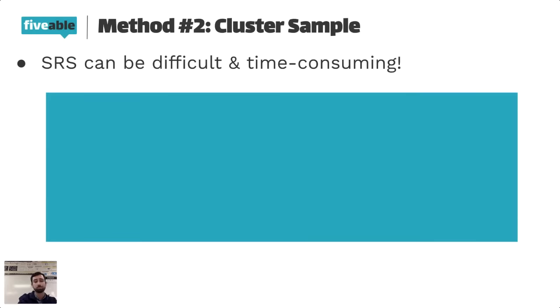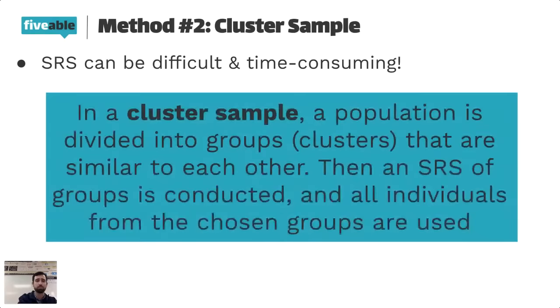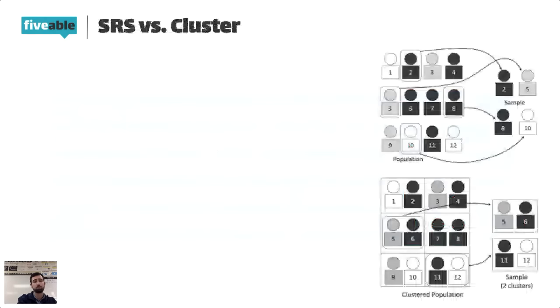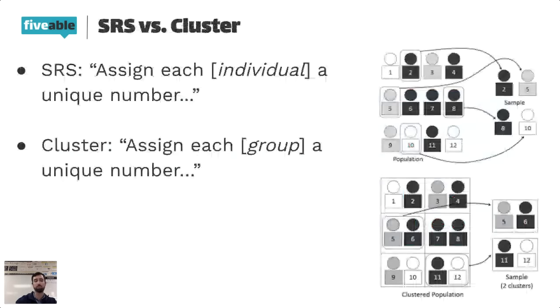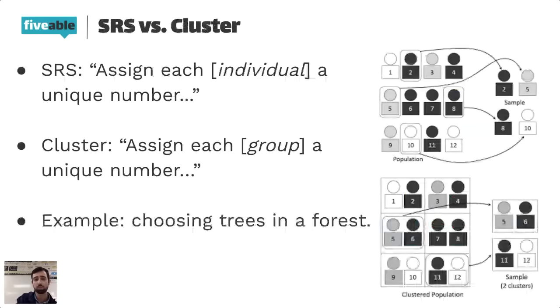Cluster is another way we can sample. So it's when we divide the population into clusters or groups that are similar, and then do a simple random sample of the groups. And every individual from that group is chosen. So thinking about a cluster, we assign each group a number instead of each person. And then we randomly select a group and we choose everyone, or we give the survey to everyone in that group. So that's the difference.